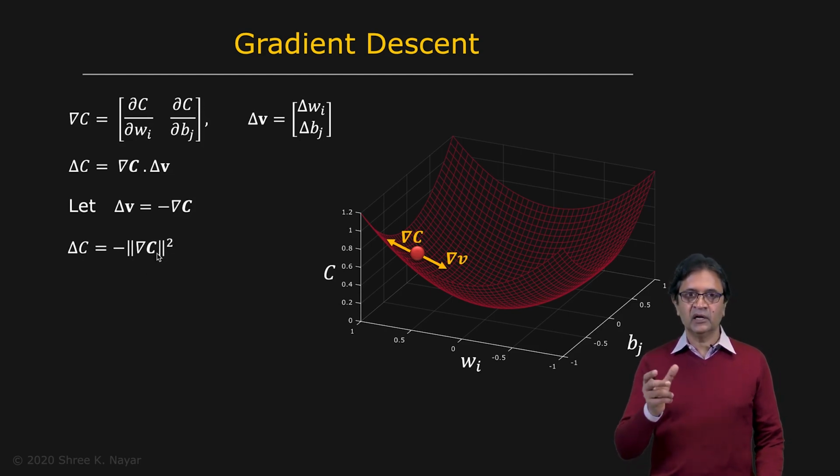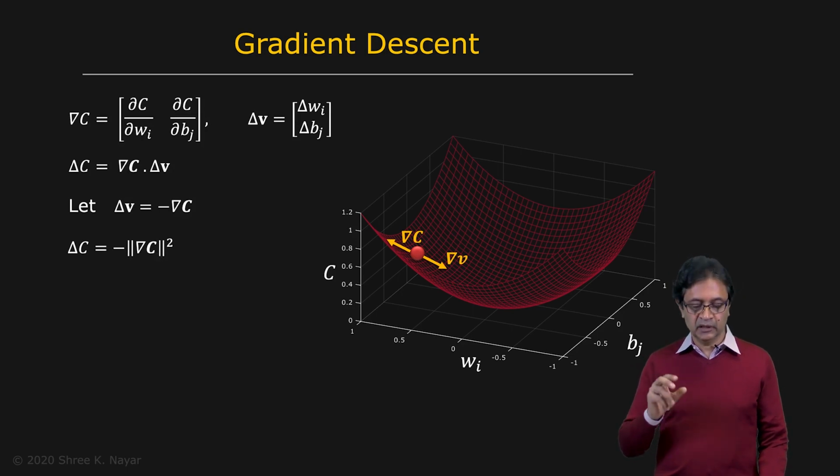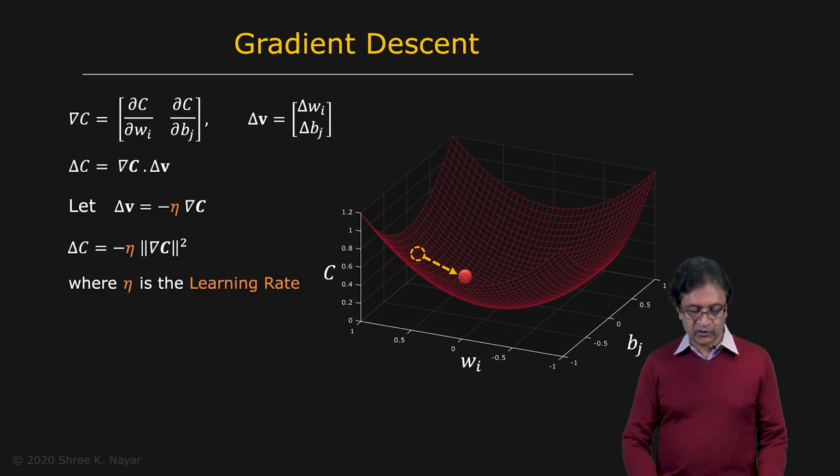And we can make one little change here, a little bit of a twist, which is we can introduce a parameter eta, which we will call the learning rate. That tells you how fast you're going to move, how fast you're going to descend. We call that the learning rate. And so we say that delta V right here is minus eta times the gradient of C. And so you now have the change in cost equal to minus eta times the magnitude of the gradient of the cost squared.